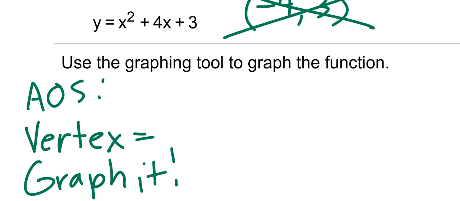It's important that you do it. Some kids think that when they look at this, they find the vertex. They can't figure out what the vertex is.